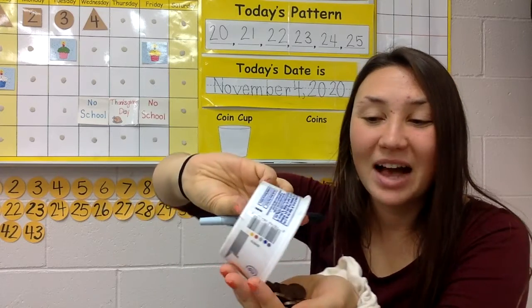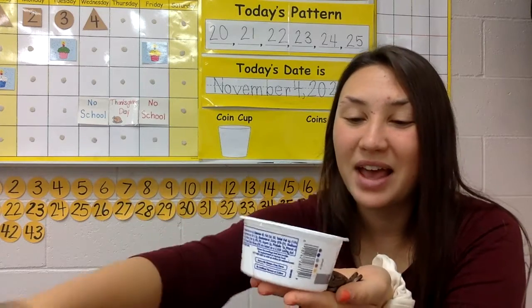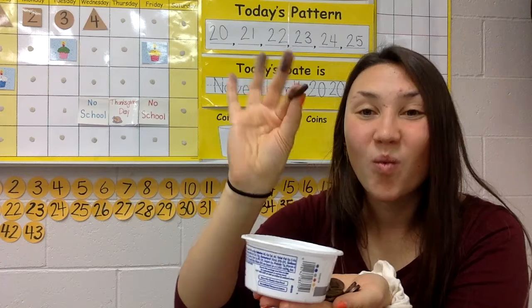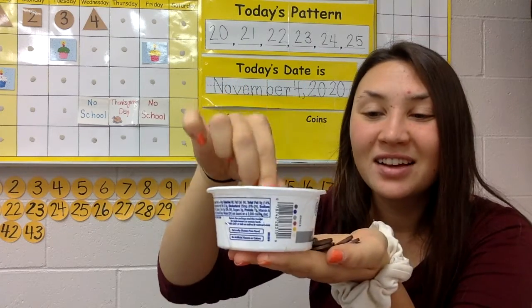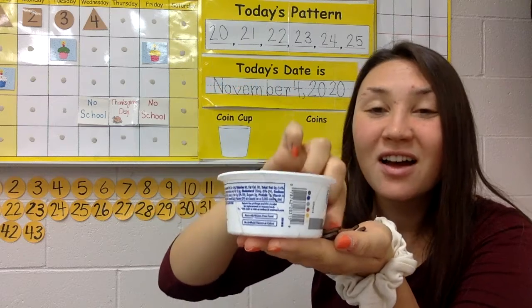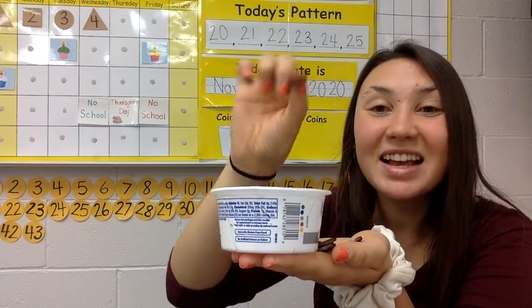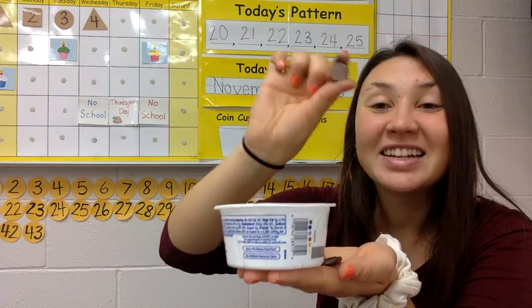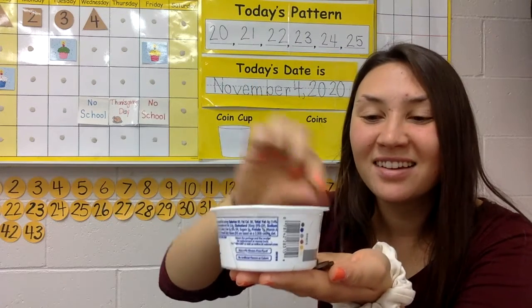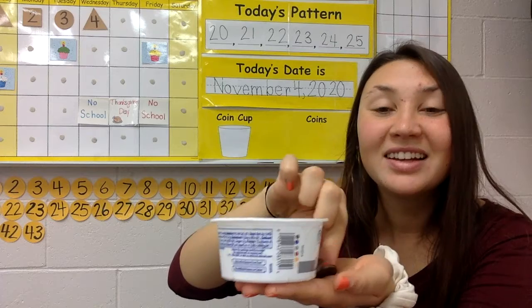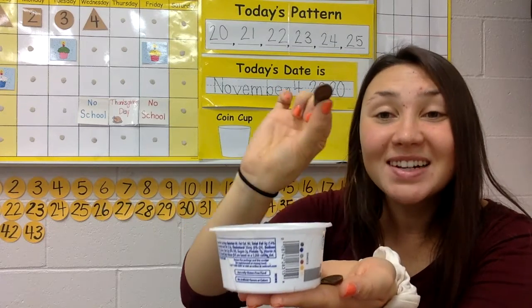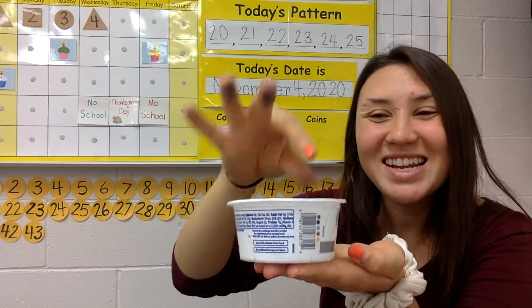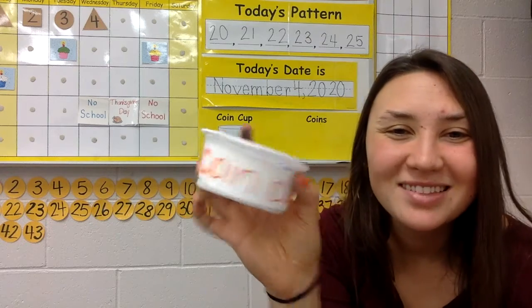Let's talk about our coins. Let's see how much money we have in our coin cup today. Count with me all the pennies that we have. Ready? 1, 2, 3, 4, 5, 6, 7, 8, 9, 10, 11, 12, 13, 14. 14 pennies in our coin cup today.